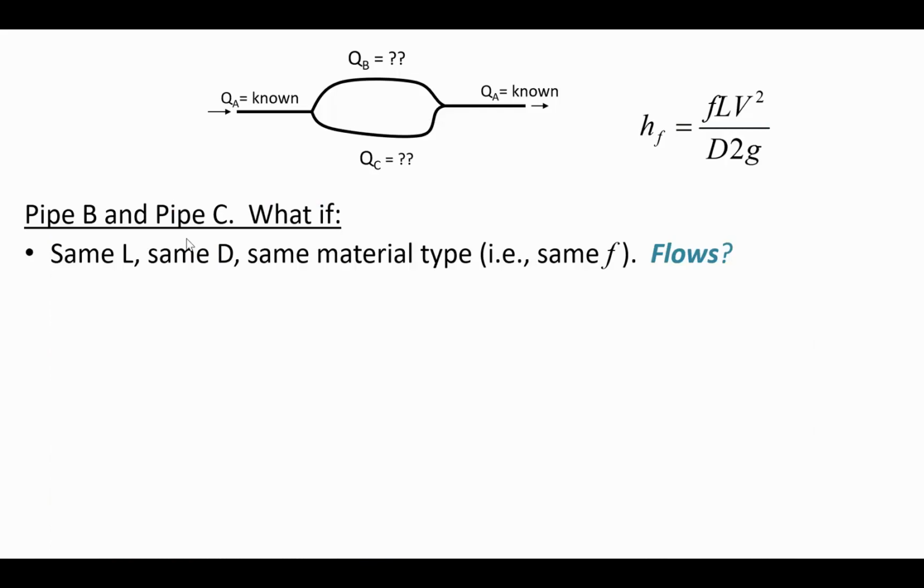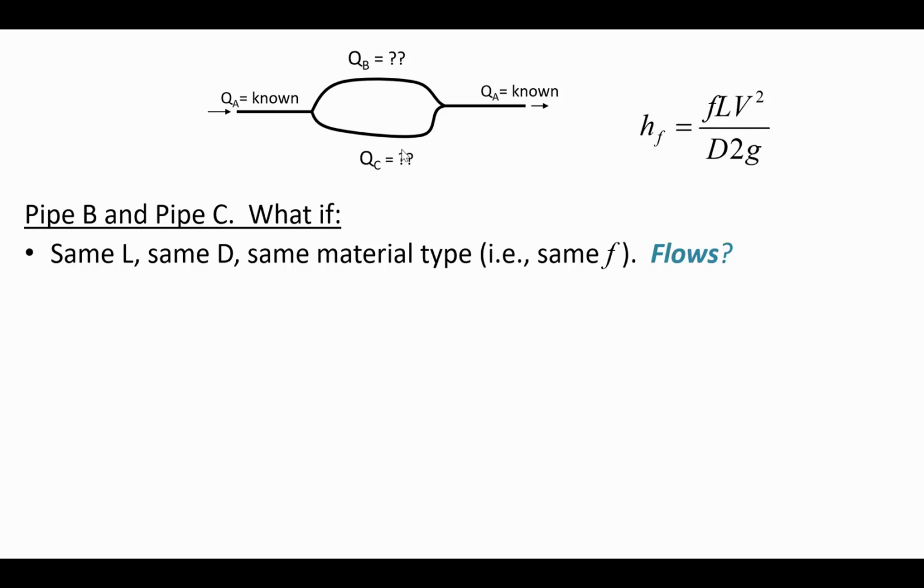So how does that relate to pipe flow? Well, let's think about these two different pipes, B and C. What if they're both the same length, and they're both the same diameter, and they're both made out of the same material, meaning that they have the same roughness? Then how much of the flow would go through one versus go through the other pipe?